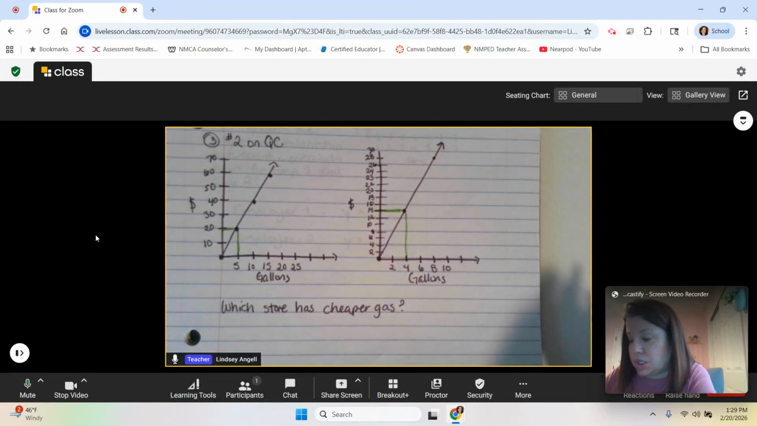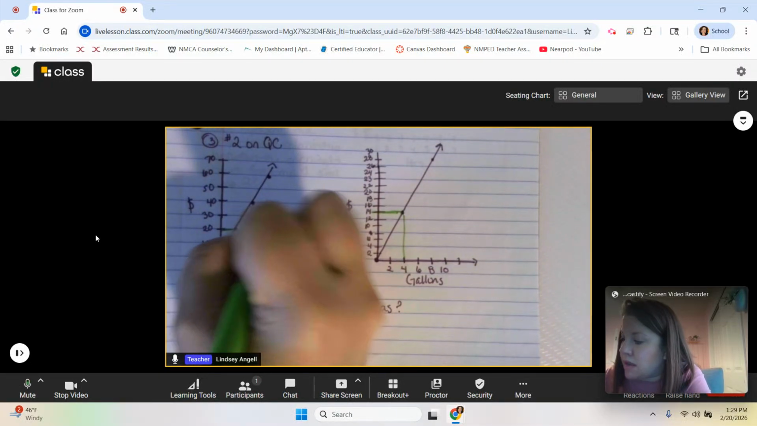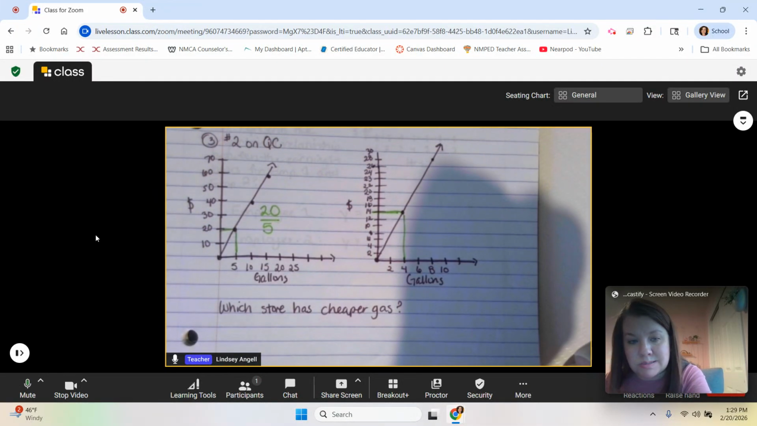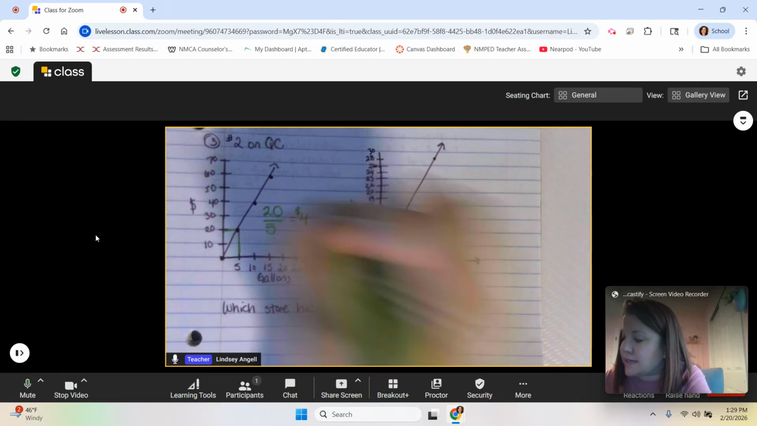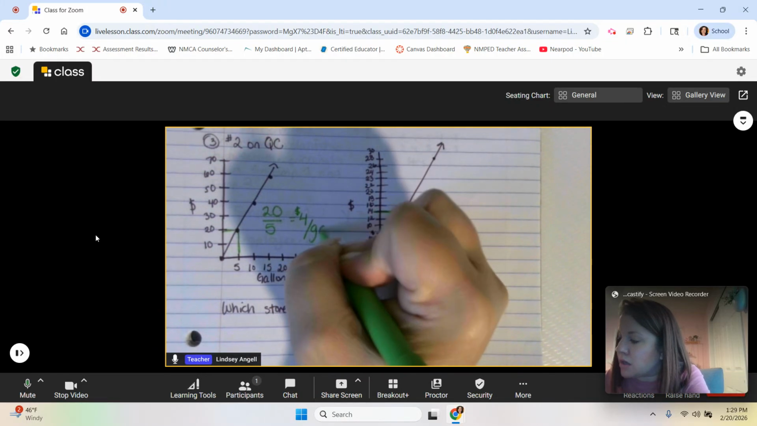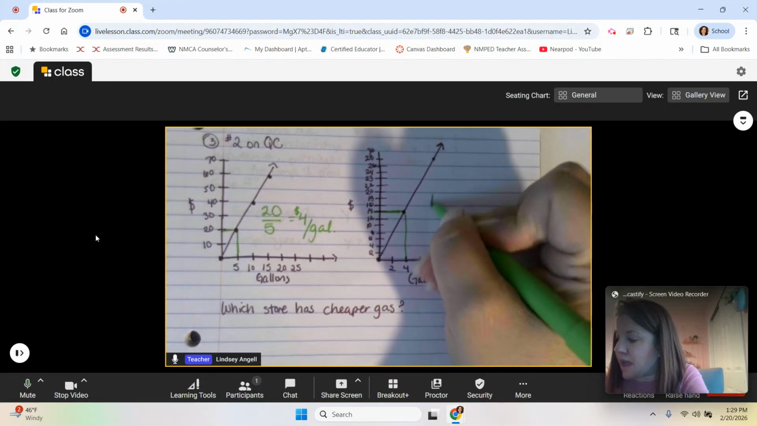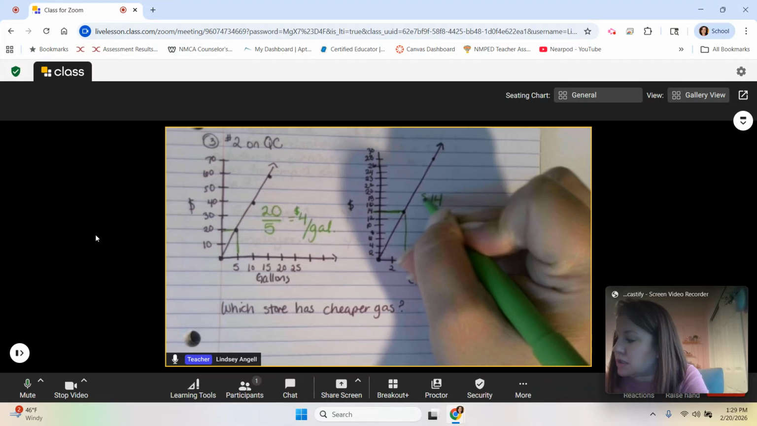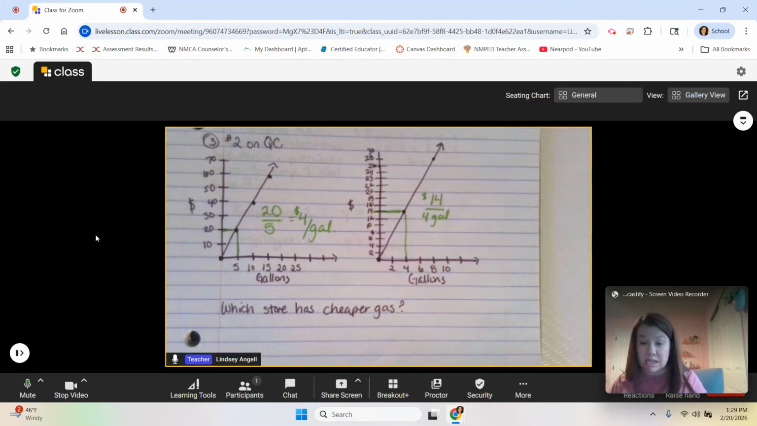So what we need to do is take the y value, which in this case would be 20, and divide it by the number of gallons we're getting. Well, 20 divided by 5 is 4. So what that tells us is that we're spending $4 per gallon. I can do the same thing over here. This time I have $14 for 4 gallons. Well, 14 divided by 4, I don't know what that is off the top of my head, so I'm going to throw it into my calculator. 14 divided by 4 is 3.5.